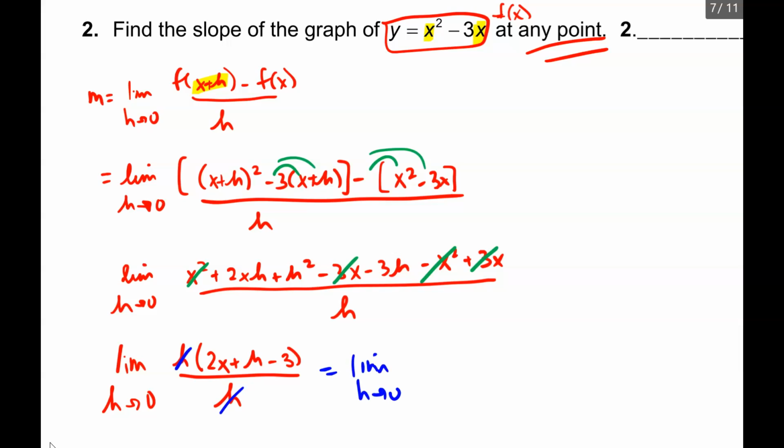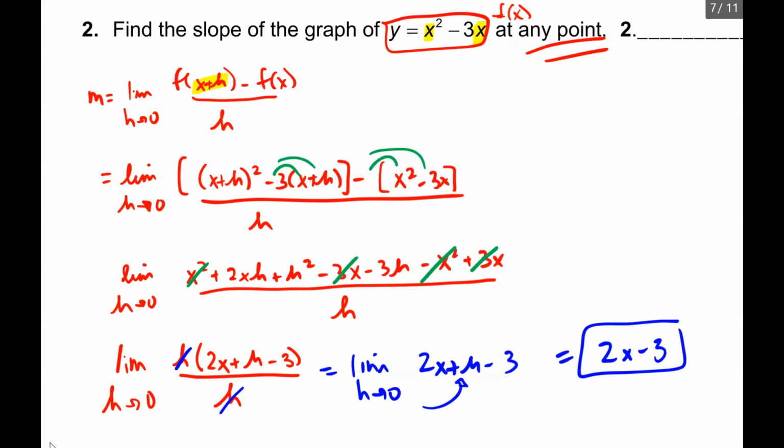Limit as h goes to 0 of 2x plus h minus 3. As you plug in 0 for h, you get 2x minus 3, and this is the slope of the graph at any point. So I could pick any x value to plug in, and this is what I would get. So I'm going to be very clear: this is what is expected.